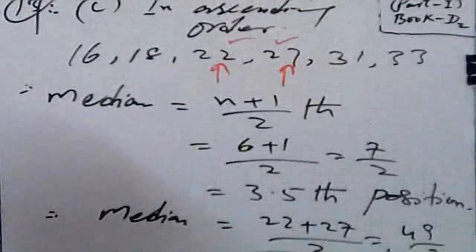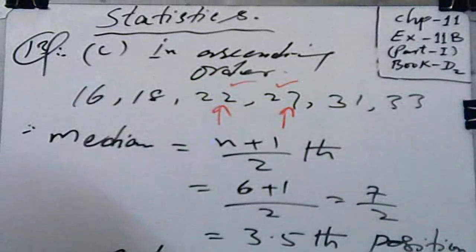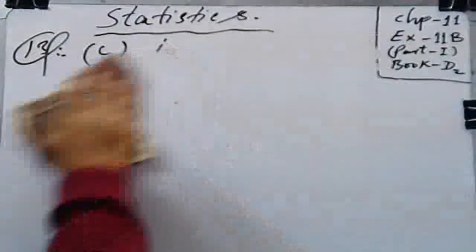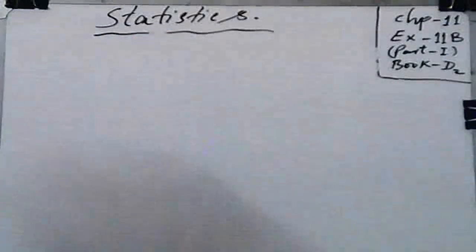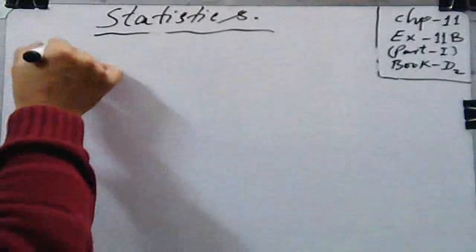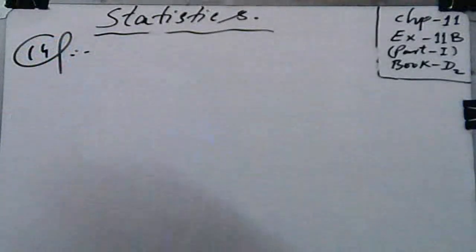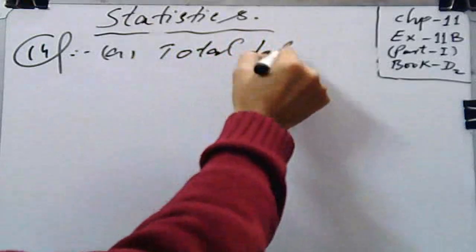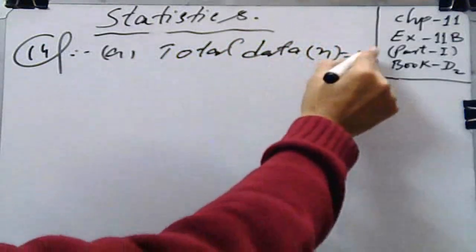Similarly, now coming to question number 14. In the first part, that is your last question, question number 14. You can see, read the statement: find the median of the following set of data. Once again, a different type of diagram is given to you. The total data, that is n, is 18 if you see. So in the A part, total data n is equal to 18.